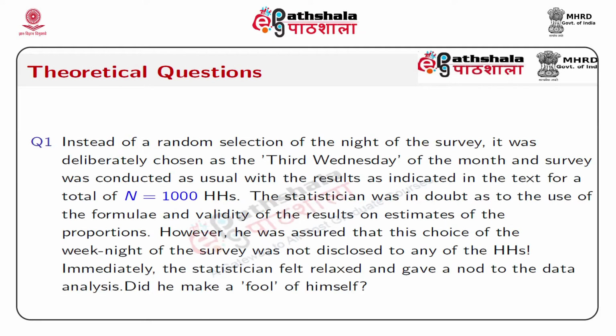Instead of random selection of the night of the survey, it was deliberately chosen as the third Wednesday of the month. Your survey was conducted as usual with the results as indicated in the text for a total of n equals 1,000 households. The statistician was in doubt as to the use of the formulae and the validity of the results on estimates of the proportions. However, he was assured that his choice of the weeknight of the survey was not disclosed to any of the households. Immediately, the statistician felt relaxed and gave a nod to the data analysis.